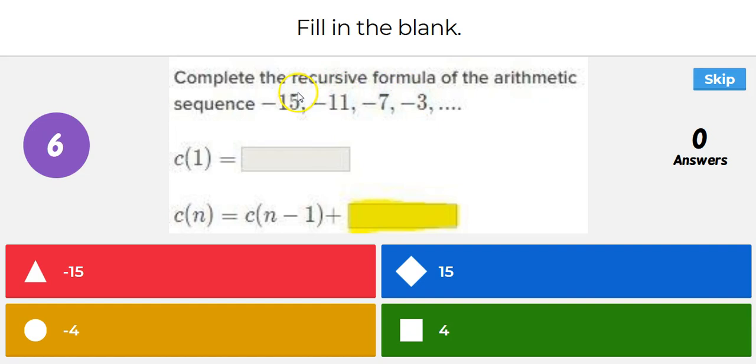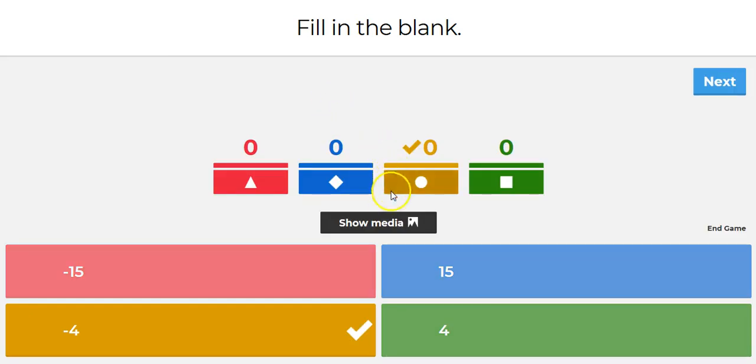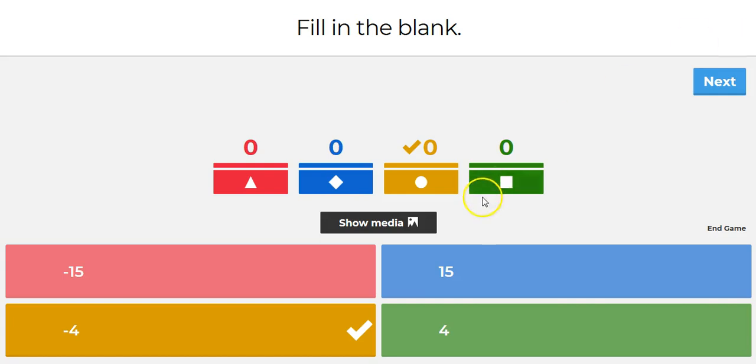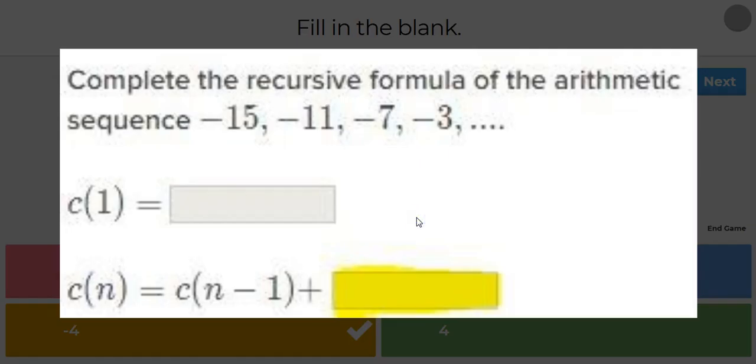So I'm going to look and see. Negative 15 plus 4 is negative 11. Negative 11 plus 4 is negative 7. Each time we're adding 4. So the recursive formula would be, okay, the first number is negative 15. And then to find the next number, we always take the previous number and add 4. And I made a mistake on that one.